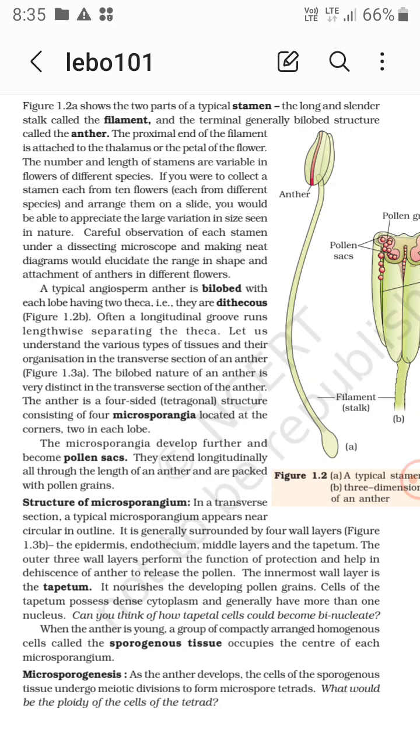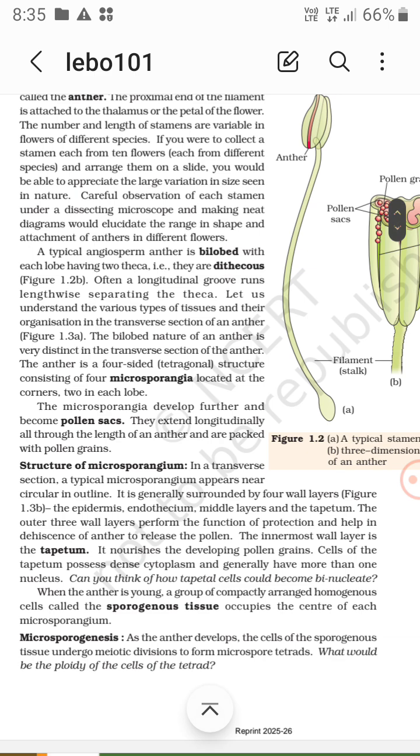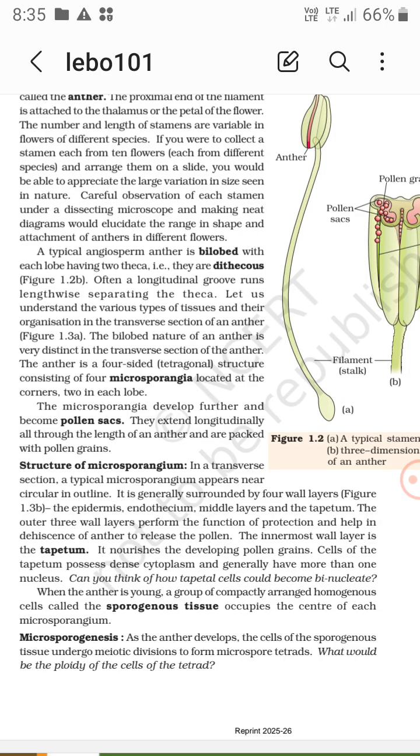A typical angiosperm anther is bilobed, with each lobe having two theca, so they are dithecous. Often a longitudinal groove runs lengthwise, separating the theca.